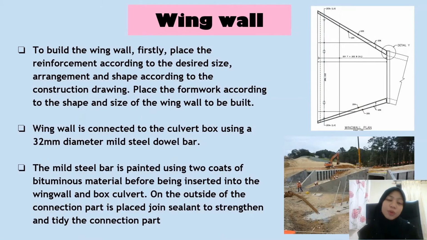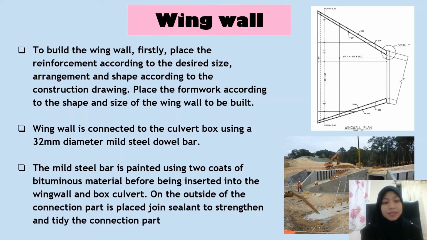Next one is the wing wall. To build the wing wall, firstly, place the reinforcement according to the desired size, arrangement, and shape according to the construction drawing. Place the formwork according to the shape and size of the wing wall to be built. The wing wall is connected to the culvert box using a 32 mm diameter mild steel dowel bar.